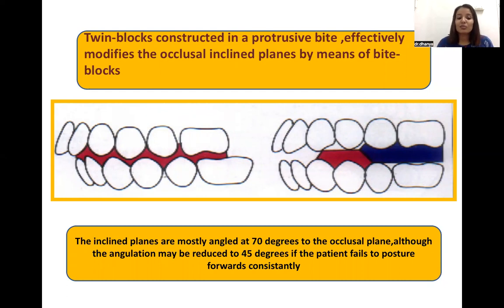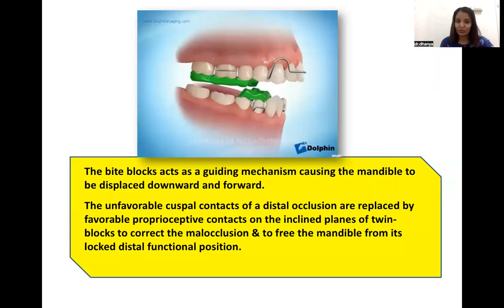The inclined planes are mostly angled at 70 degrees to the occlusal plane, although the angulation may be reduced to 45 degrees if the patient fails to posture forward consistently. So mostly the angulation will be 70 degrees. As you can see, there are blue and red colored bite blocks, which are angulated at 70 degrees. So that is the angulation we are talking about.